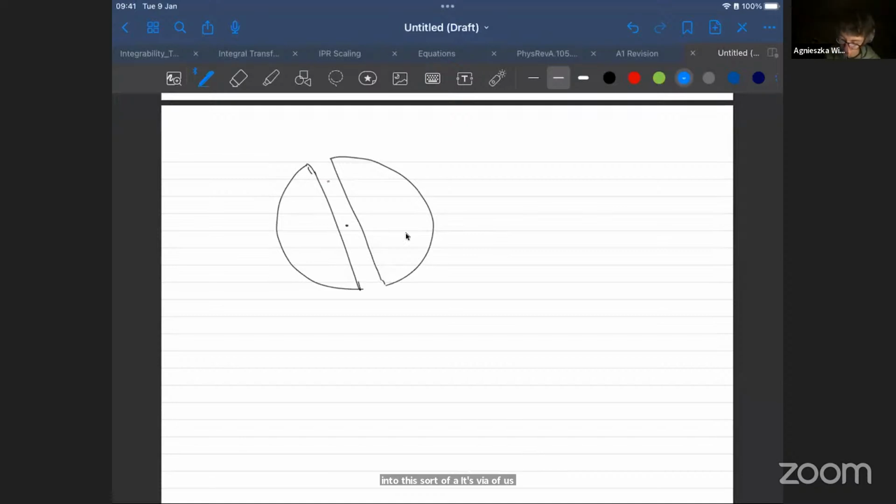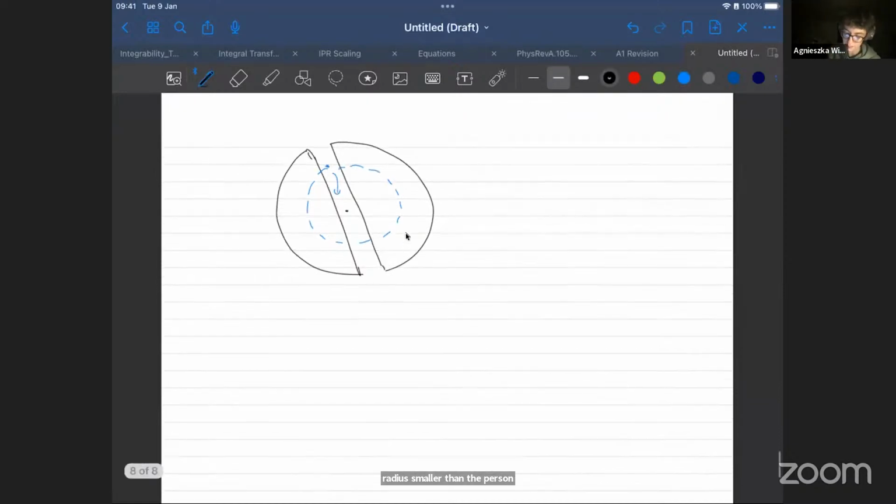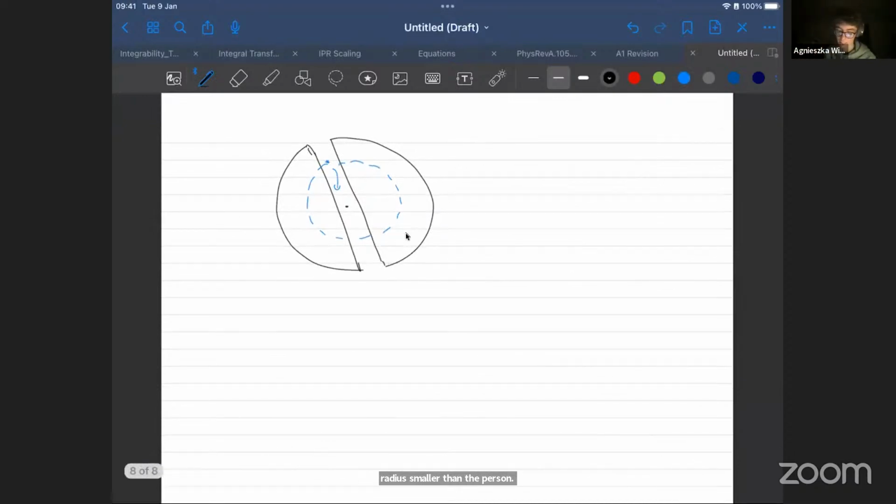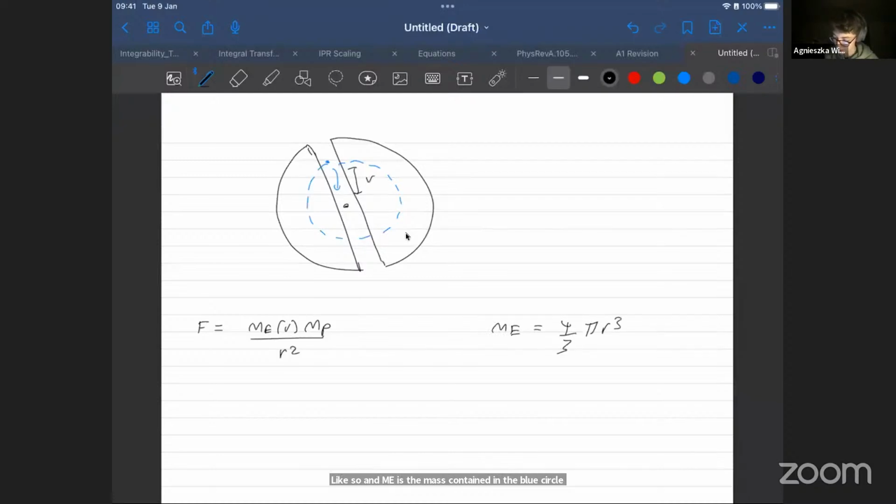the force acting on the person is only ever going to be the gravitational force due to the mass contained at a radius smaller than the person. So what I'm saying is that the gravitational force between the person and the middle of the sphere is always going to be G times M_E(r) times the mass of the person over the distance the person is from the middle, which is just r, like so. And M_E is the mass contained in the blue circle. So M_E is going to equal 4/3 pi r cubed times the density of the earth.